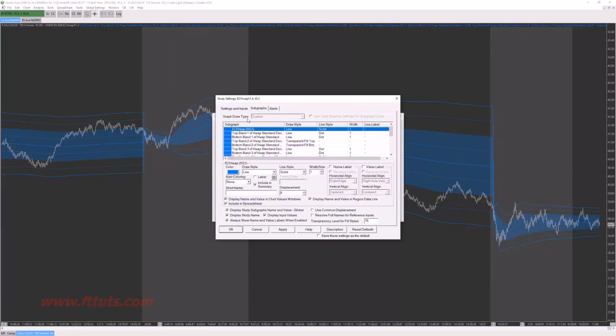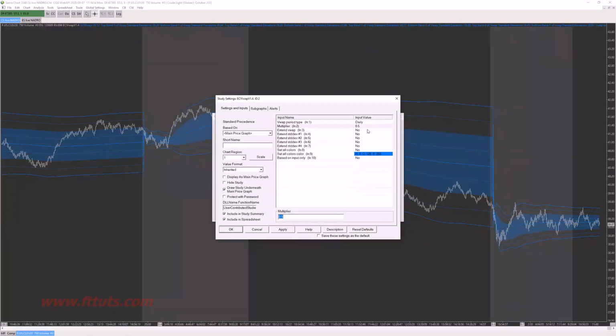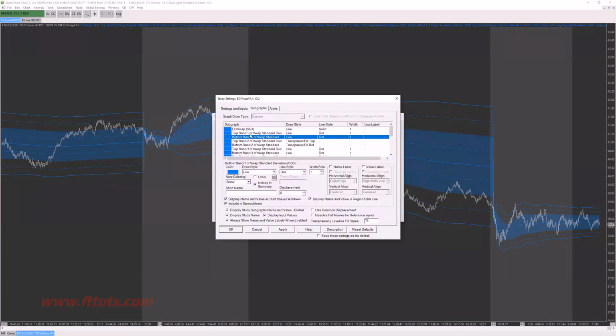I don't care about the 0.5. So the 0.5 is top and bottom band 1. Remember, we're going in half standard deviation increments. So the top and bottom band 1 outside of VWAP are that 0.5. I'm going to set both of those to ignore because I don't need them. I don't use them. There, they're gone. And that's pretty much my VWAP chart.